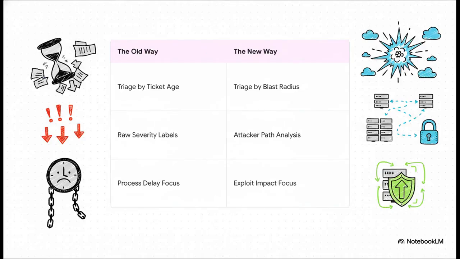Well, you start by changing how you think. The old way, you're just looking at how old a ticket is, or some generic severity label. That tells you more about your ticketing process than your actual risk. The new way, the smart way, is to think in terms of blast radius. You analyze the actual path an attacker can take and focus on the real-world impact.